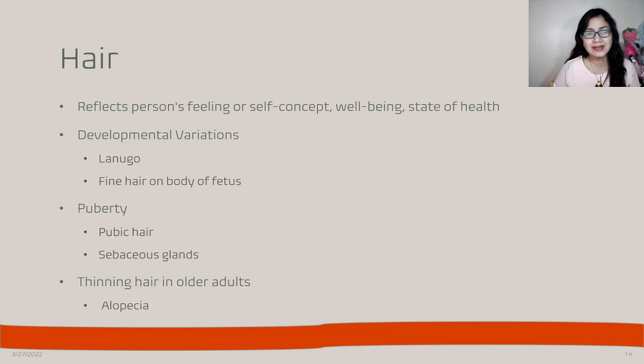Okay. Now let's take a look at the hair, okay? So hair assessment is very important. The hair, your crowning glory as we say, reflects the person's feeling or self-concept, well-being, state of health. We also have developmental variations like lanugo, the fine hair on the body of a fetus, and puberty, where you can now find pubic hair and sebaceous gland activation. How about thinning hair in older adults, or alopecia, loss of hair.